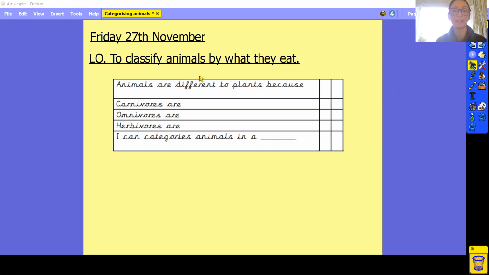So our learning objective today is to classify animals by what they eat. We've got animals are different to plants, because we're going to come back to that later. Carnivores are... can you say carnivores? Carnivores. Good. Omnivores are... can you say omnivores? Good. And herbivores... can you say herbivores? Excellent. So I can categorize animals into different categories. We're going to come back to these things later because we're going to do a bit of learning and see if we can come back to it later.